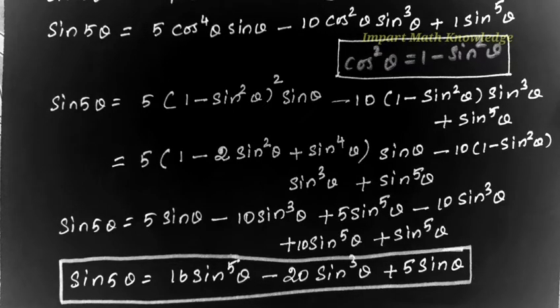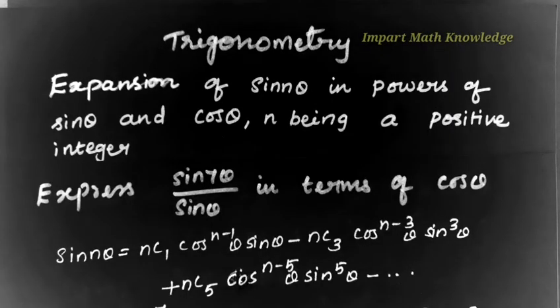Write the sin nθ formula. Put n equal to 5. From Pascal's triangle, we get 5C1, 5C3 and 5C5 values. Expanding this using cos²θ is equal to 1 − sin²θ, replace cos²θ by 1 − sin²θ and then apply the (a − b)² formula. Expanding this, we get sin 5θ is equal to 16 sin⁵θ minus 20 sin³θ plus 5 sin θ. Next problem: express sin 7θ by sin θ in terms of cos θ.